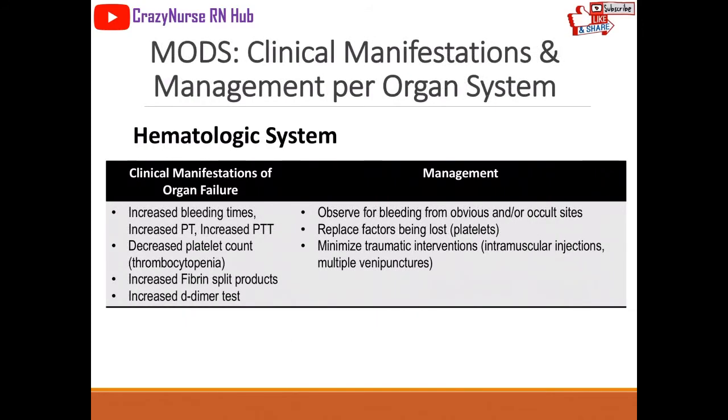And also we have hematologic system that includes increased bleeding times such as increased pro time and increased PTT, decreased platelet count, we call that condition thrombocytopenia, and increased fibrin split products, and increased D-dimer test. For the management, we have to observe for bleeding from obvious and or occult sites, and also we have to replace factors being lost such as platelets, and also minimize traumatic interventions such as intramuscular injections and multiple venipunctures because this can promote bleeding.